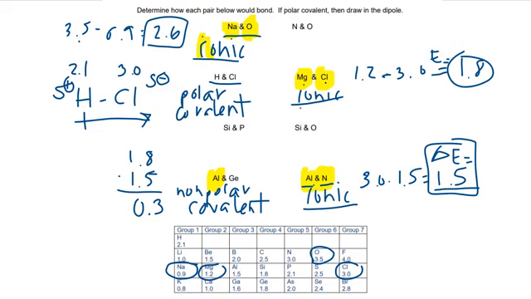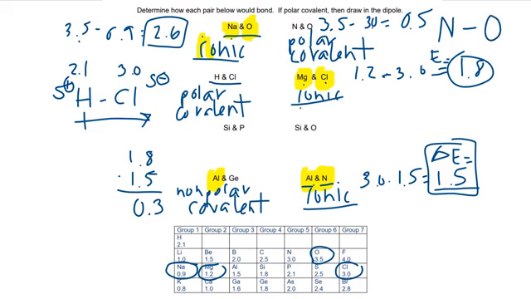All right, let's look at nitrogen and oxygen. Nitrogen is 3, oxygen is 3.5. So the difference between 3.5 and 3.0 is 0.5. So we know that this is polar covalent. So if I draw N and O, which one is larger? We know if I look at N and O, my O is 3.5, N is 3, so O is the larger one. My arrow is going to be to the right, a little plus. This is my slightly negative end. This is my slightly positive end.